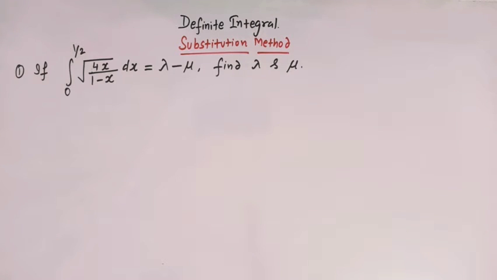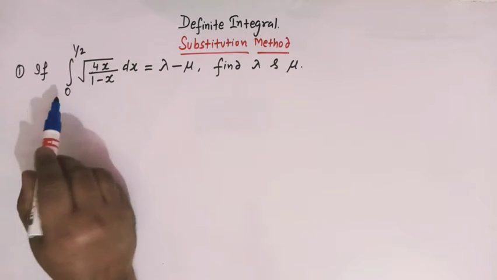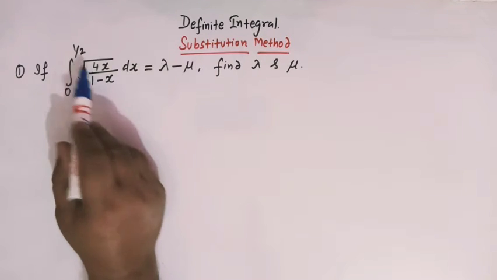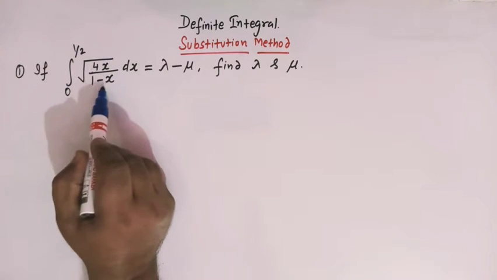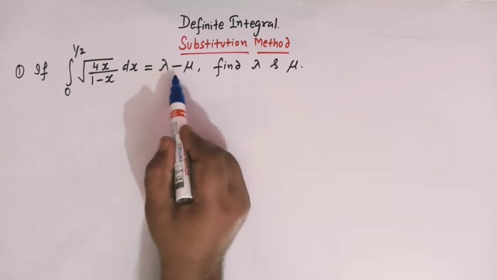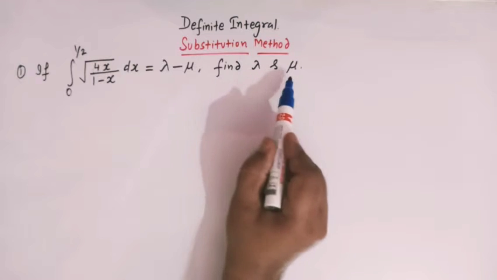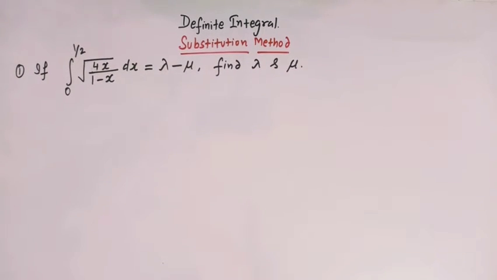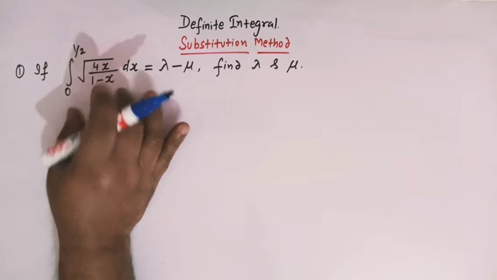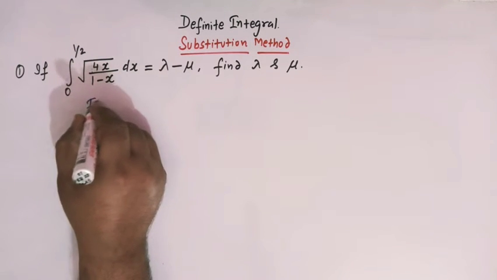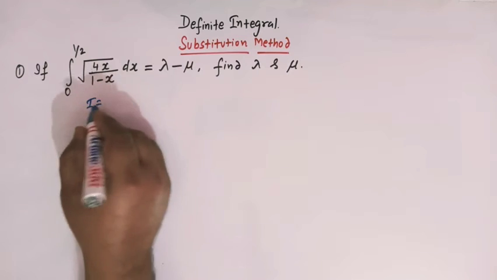Hello viewers, in today's class we are going to discuss one important definite integral, and in this integral we are going to use the method of substitution. Here we are given the problem: the integral from 0 to 1/2 of the square root of 4x over 1 minus x dx is equal to lambda minus mu, and we have to find the value of lambda and mu.